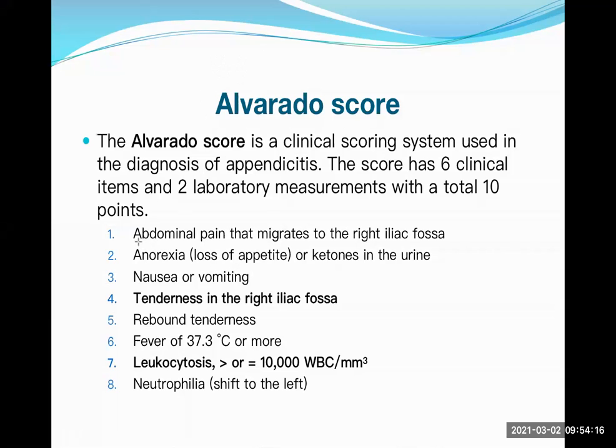See this? The first is abdominal pain that migrates to the right iliac fossa. So a good history has to be taken, and the history tells us in the beginning there is periumbilical pain. After a few hours, there is a migration of pain to the right iliac fossa. Now you already got 1 point from the history. Second, anorexia. Okay, this is also done by history taking. Anorexia means loss of appetite. Or if the patient has not eaten food for a few days, there may also be ketones in the urine.